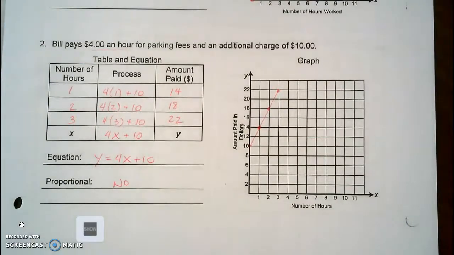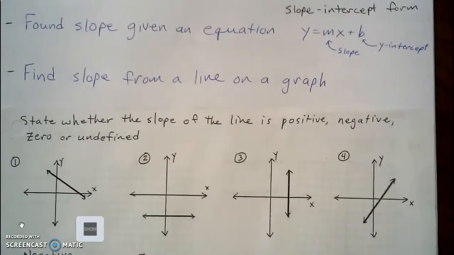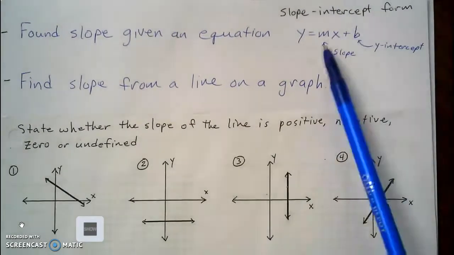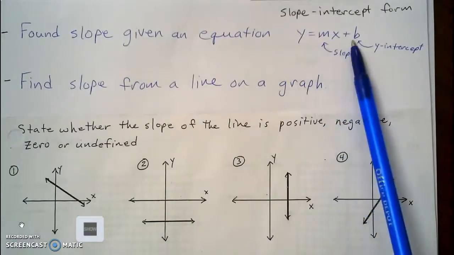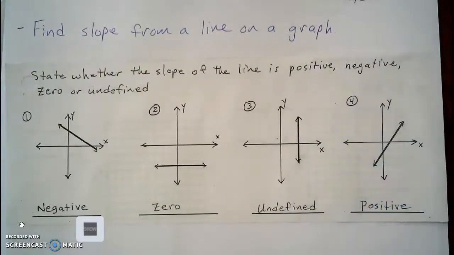Okay, we're going to start talking about this number right here. Now, if it's non-proportional, you can't call it the constant of proportionality. We call it the slope. It's sometimes also called the rate of change. Same thing. So our job today is to find the slope if we're given a graph. We will do this soon: find the slope given an equation. But this is our job today: find the slope from a line on a graph.